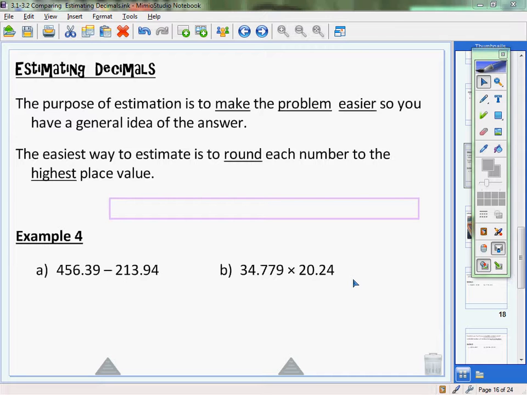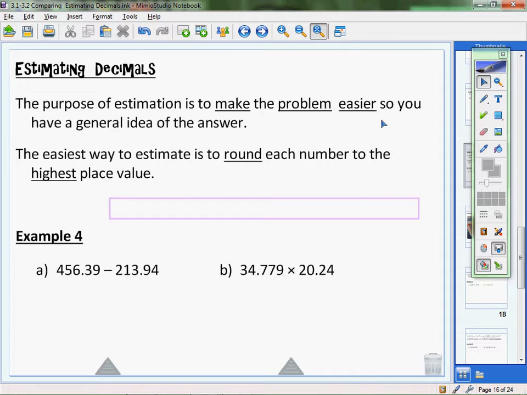Alright, so estimating decimals. The purpose of estimating is to make the problem easier so you have a general idea of the answer. We use estimation when we need to get an idea of what the answer is, but we don't need the exact answer. And it can allow us to get the answer in our heads. When we estimate, we want to be able to figure out the answer in our head.